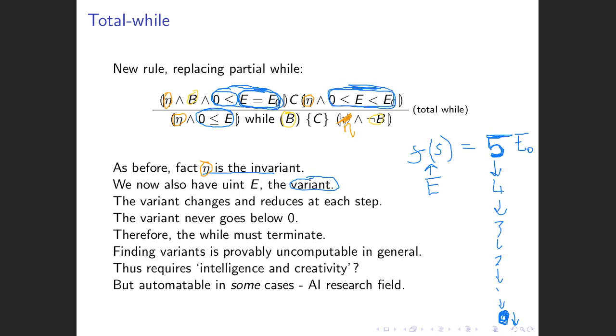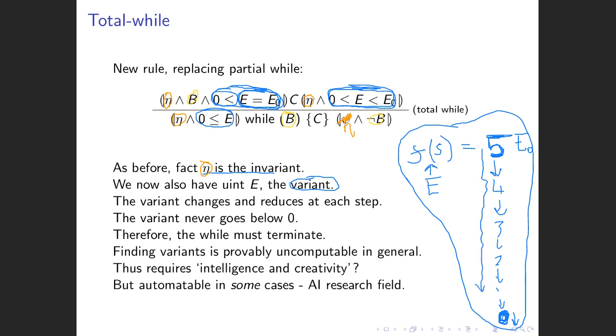So this rule says that if you can find such a thing, if you can go and find a variant as well as an invariant, and if you can prove this property, if you can show that it's always ticking down, and it's always greater than or equal to 0. If you can do all that, then your loop is guaranteed to terminate. Because roughly it's going to behave like a for loop. You know, it's like for I equals 5 to 0, and then stop.